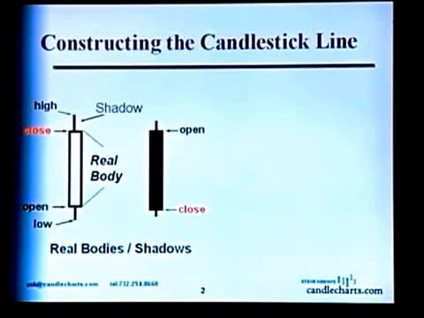The lines above and below the real body are called the shadows. So we have the upper shadow and the lower shadow. The high of the upper shadow is the top of the session, and the bottom of the lower shadow is the low of the session.